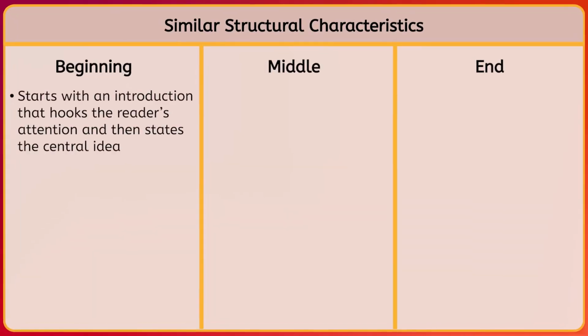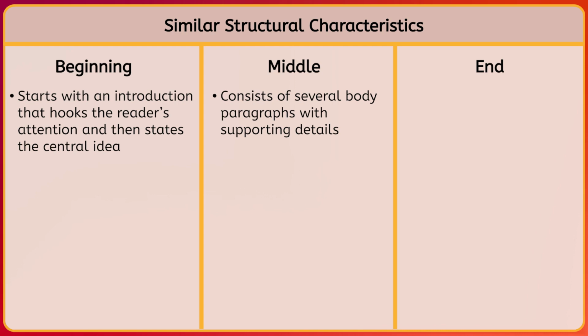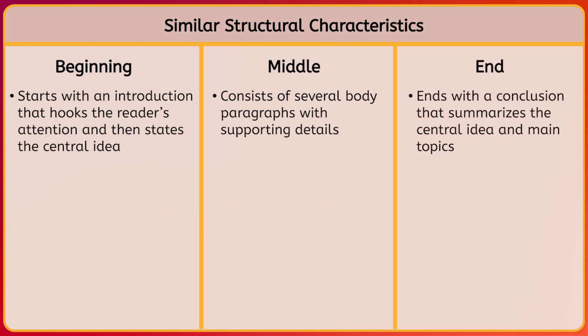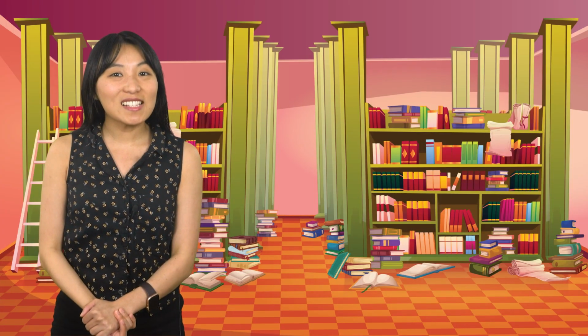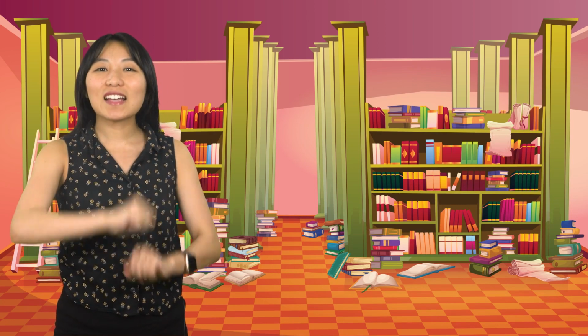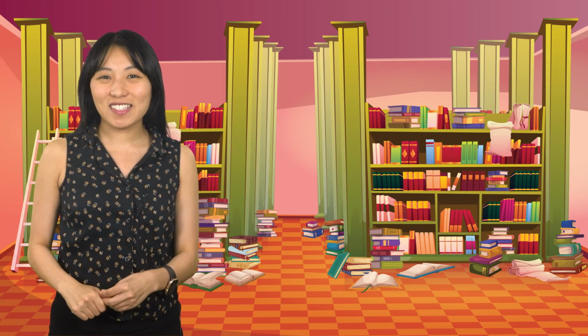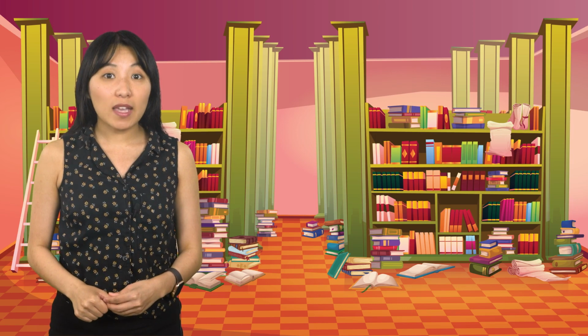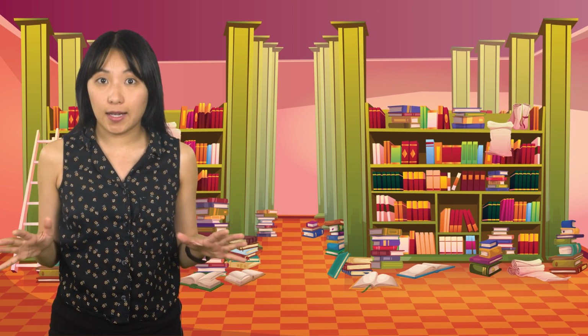I noticed that all 3 started with an introduction that hooked the reader's attention and then stated the central idea. Then the middle consisted of several body paragraphs with supporting details, and the essay ended with a conclusion that summarized the central idea and main topics that were discussed. With that analysis, we've proven we're up to the task of helping the Informat-towners. So now we've got to make some order out of this chaos.